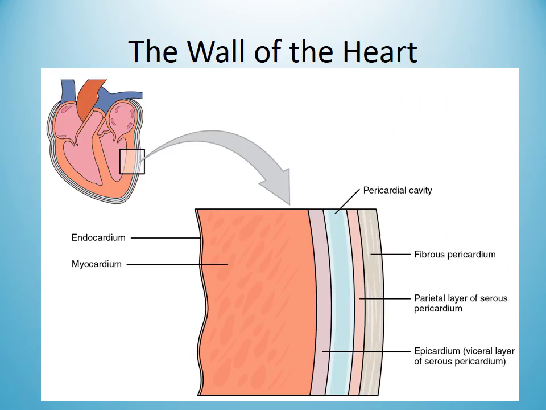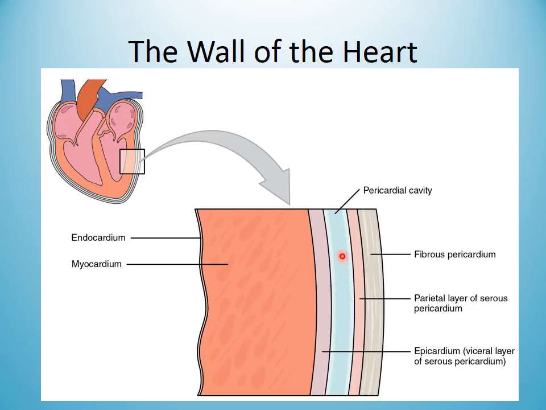Here you can see the layers of the heart, starting with the fibrous pericardium. After that, we have our parietal layer. This is the first layer of the serous membrane, moving into this cavity. Remember, I said within these membranes there's a fluid that helps lubricate, and that's where you'll find this.